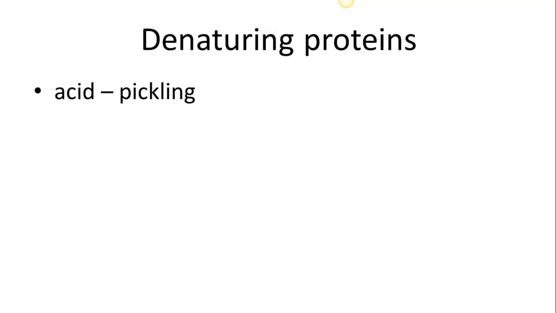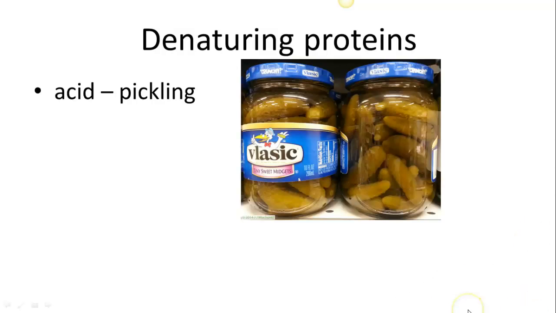We can denature proteins with a lot of different materials. This one says acid. And acid, basically, you're looking at having a pH that is going to be problematic for the protein. We call this particular process pickling. Jar of tiny sweet midges. These are really nice, sweet cocktail pickles.